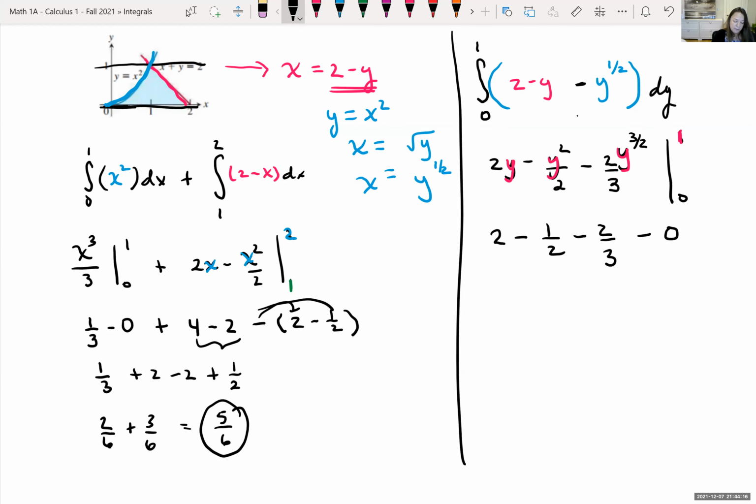So let's get a common denominator, which would be 6. We can rewrite 2 to have a denominator of 6, and that would be 12/6, minus 1/2, which is the same thing as 3/6, minus 2/3, so that's 4/6. So 12 minus 3 is 9, 9 minus 4 is 5. So this equals 5/6, which is the same thing we had gotten when we integrated it with respect to x.